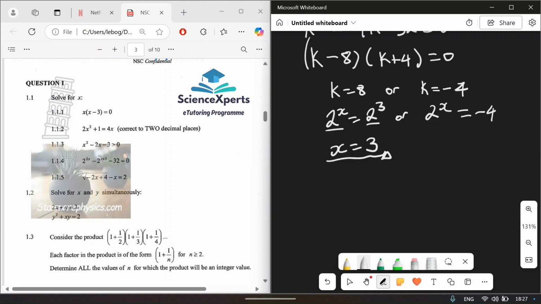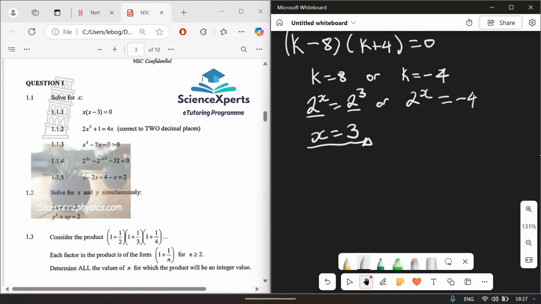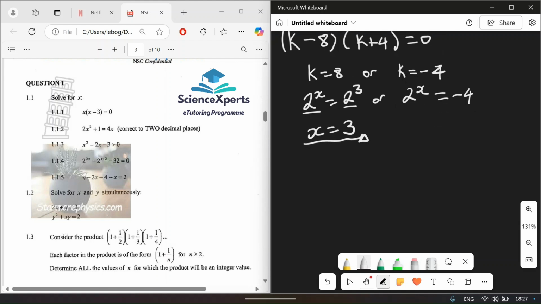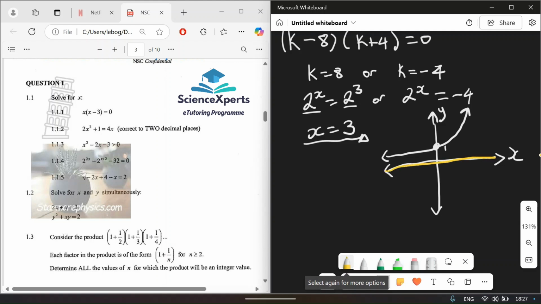So 2 to the power x can never be negative. Now let me show you why. 2 to the power x is a function, it's an exponential graph, and it looks like this, right? It has a y-intercept here at 1. This is the y-axis, this is the x-axis. The x-axis is the yellow line. Can you see that 2 to the power x is always above the yellow line, meaning it is always positive. Everywhere it is positive. It can never be negative.